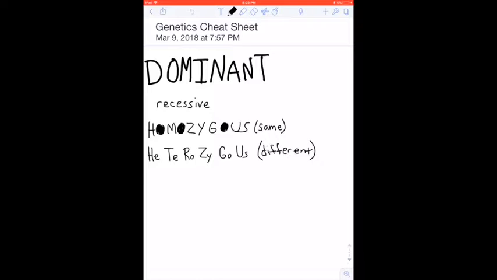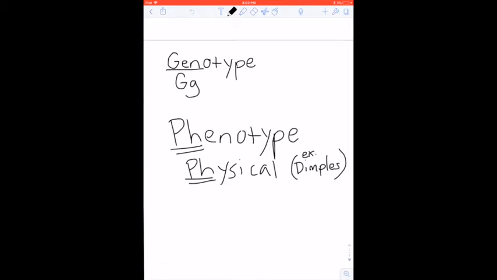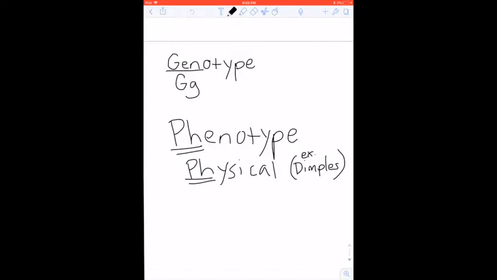Homozygous means same, so if you look, we wrote it in all capital letters and we colored in the O's to show all the O's are the same. Heterozygous means different. It's going to be symbolized by a capital and then a lowercase letter, so that's why that's written that way. When you look on the right side, you see the word genotype, which means the genes. We can't see those, so we have to symbolize them with letters. So capital G, lowercase g would be an example of a genotype.